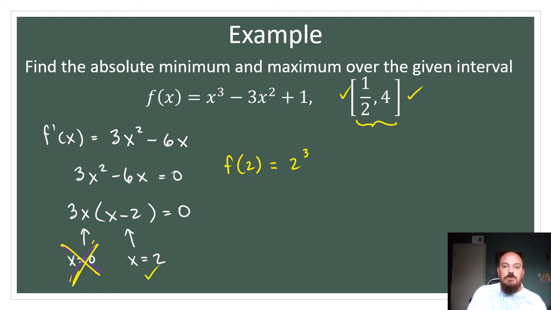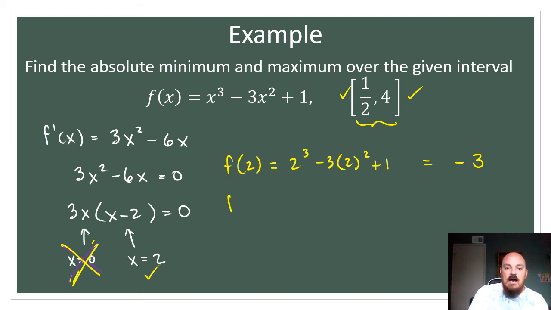That would be 2 cubed minus 3 times 2 squared plus 1, which would be, let's see, 8 minus 12, negative 4, plus 1 would be negative 3. Now, I don't know anything right now, because you won't know which one is the minimum or the maximum until you know all of them. So right now I have a negative number. That might be the minimum, it might be the maximum, I don't know. But we have to keep going.